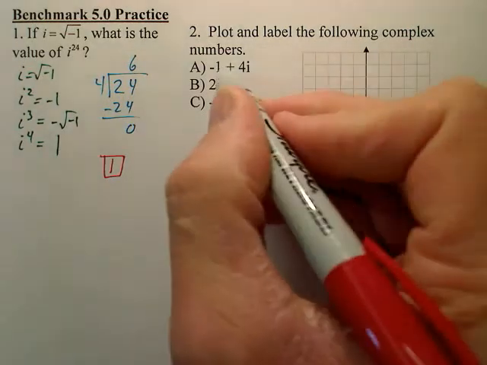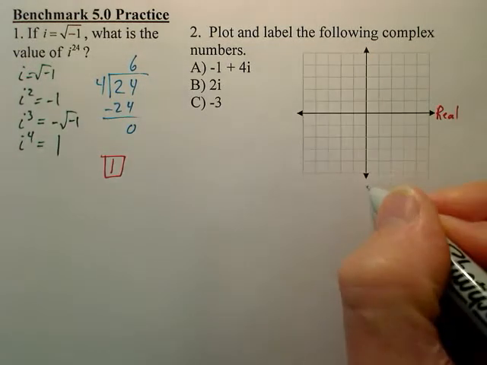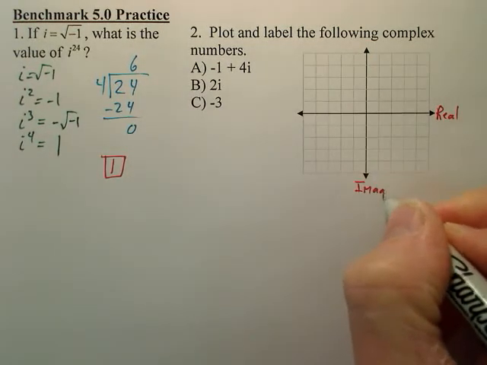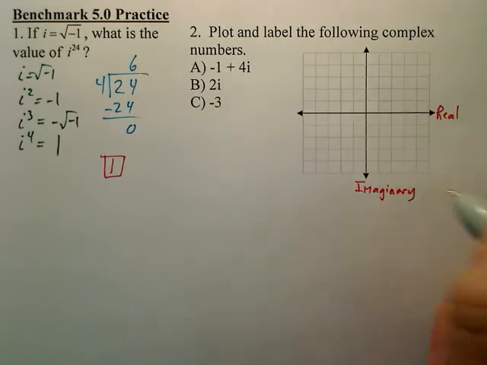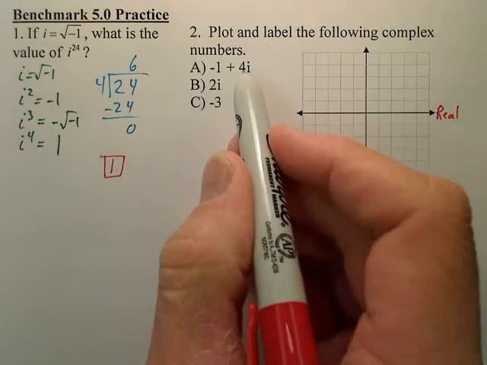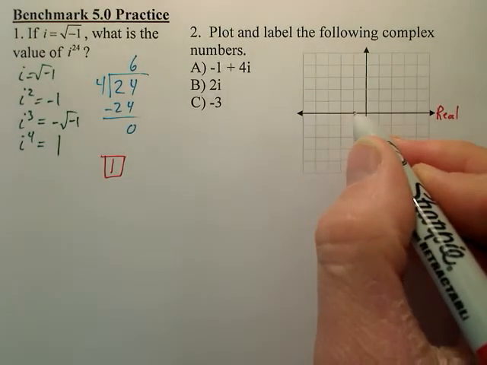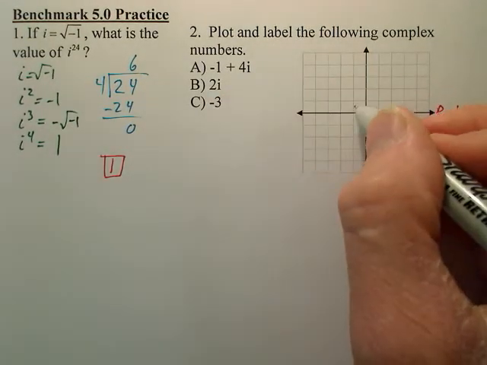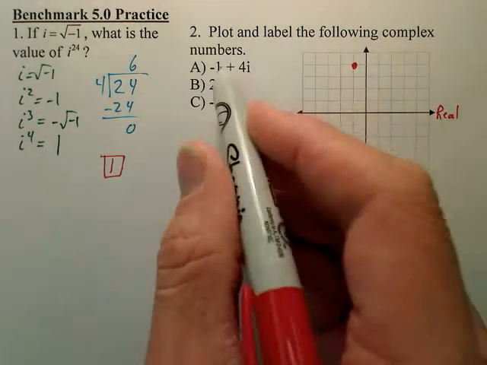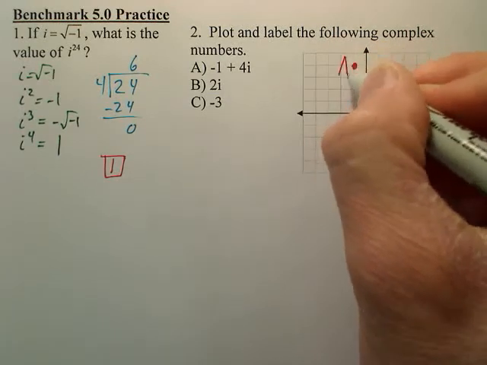Okay, for this one, you have your real axis, and you have your imaginary axis. So to plot this, negative 1, 4i, you go negative 1 on the real. And for the imaginary, it's 4i, so you're going to just simply go up 4. So negative 1 on the real, 4i on the imaginary, and this is your coordinate for A.